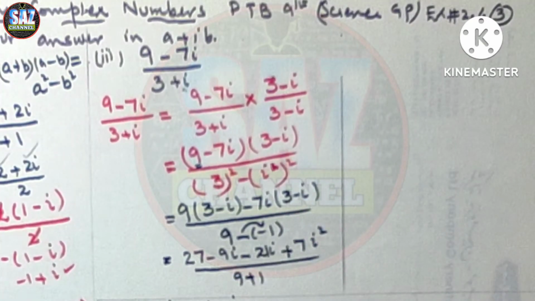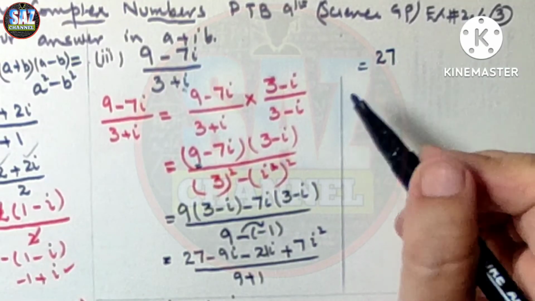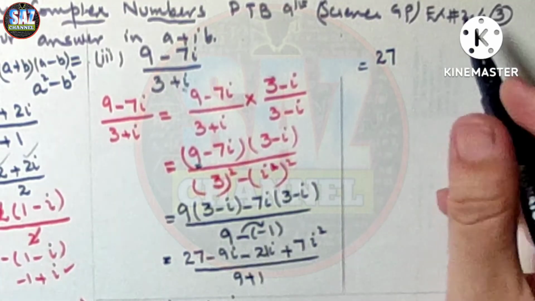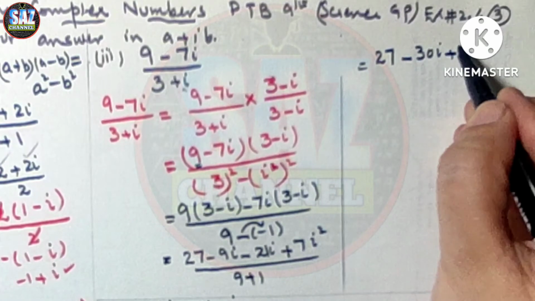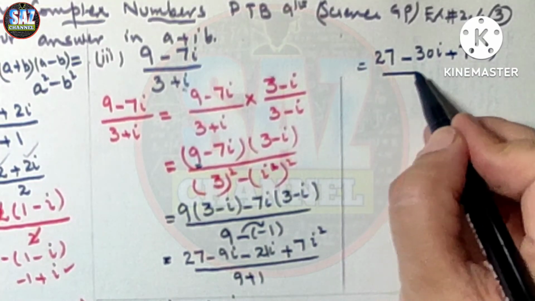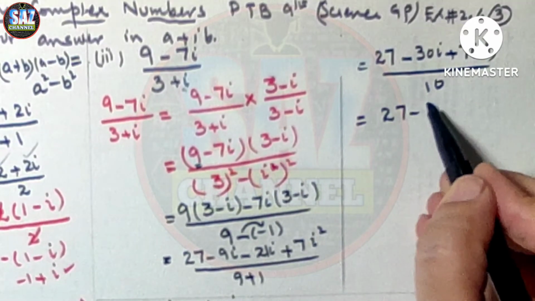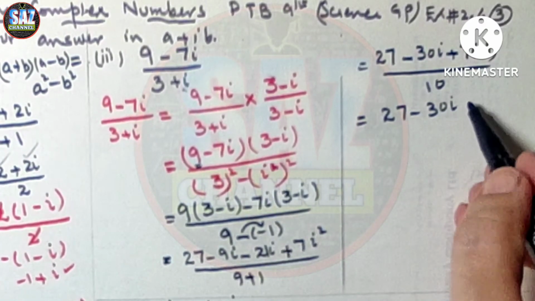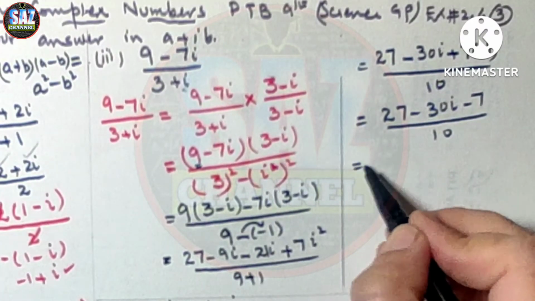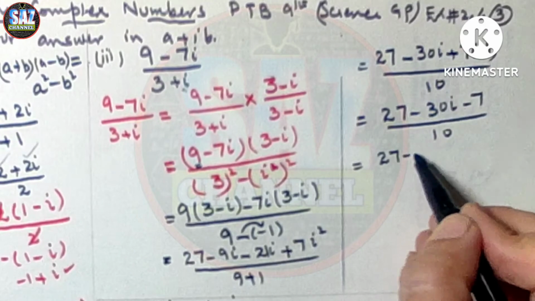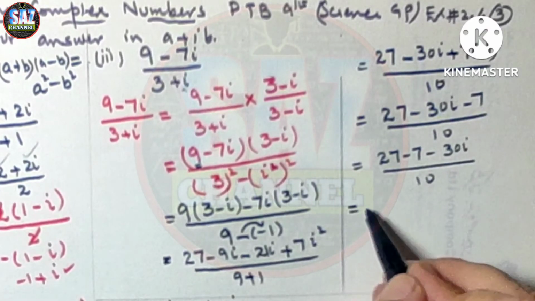So, this will become 27, 21 minus 9 is 30, 21 minus 9 is 30 iota plus 7 into iota square is minus 1 upon 10. Okay. 27 minus 30 iota, 30 iota minus 7 upon 10, and now what we can do is that 27 minus 7, they are the like terms, they are the real parts, minus 30 iota by 10. Try to give your answer in most simplified form.